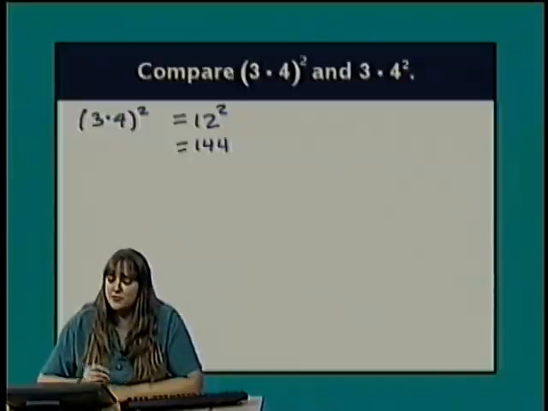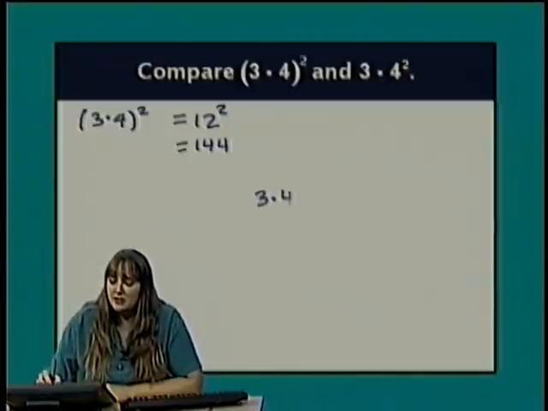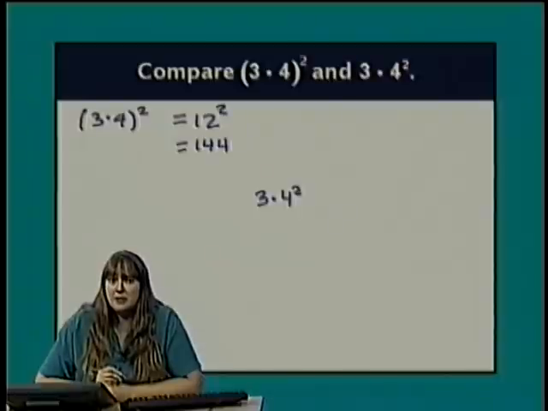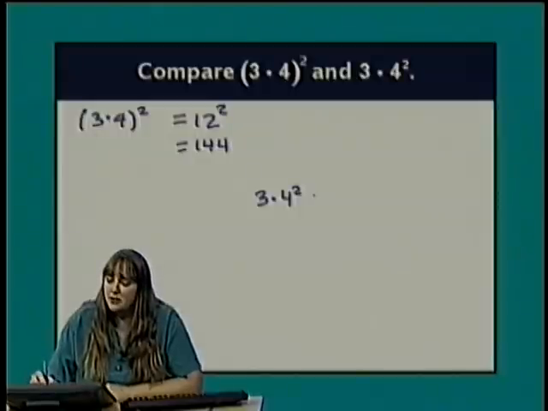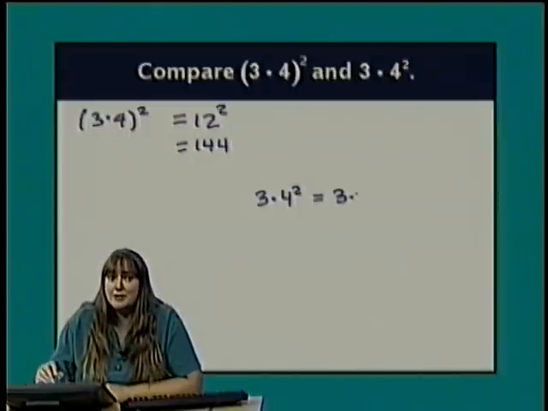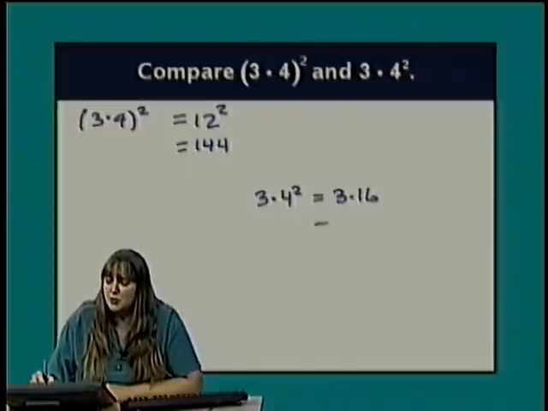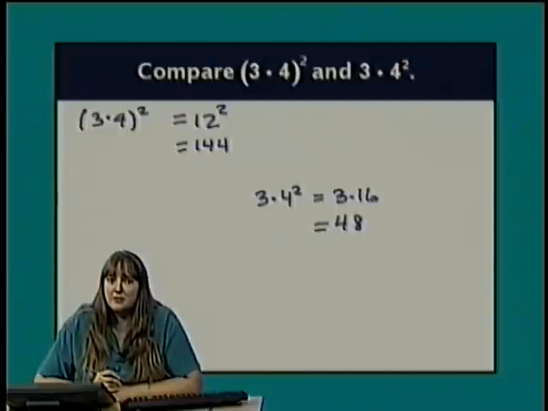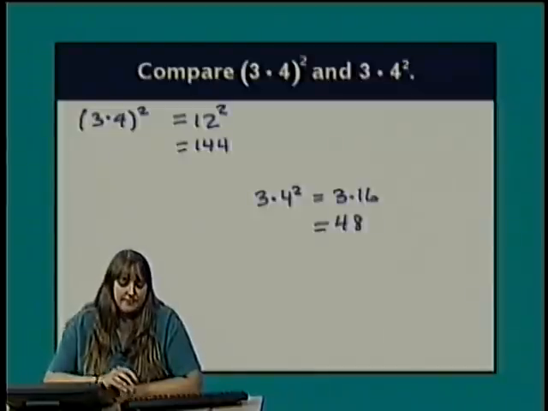Now let's look at 3 times 4 squared. Now I have a multiplication and a power. Powers come before multiplication in the order of operations. So this time I need to square the 4 first and then multiply that result by 3. So 4 squared is 16. And 3 times 16 is 48. I get 2 different results. 144 is definitely not equal to 48. Parentheses change the order of operations. We exponentiate before we multiply, but we always start with our grouping symbols or our parentheses.